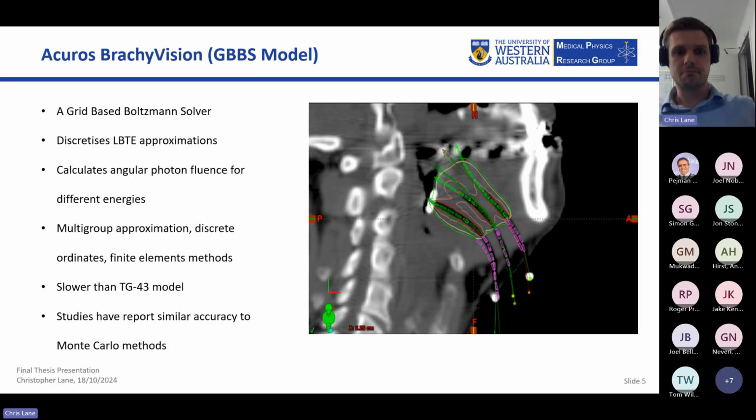The finer details of this are quite complex and lie outside of the scope of this talk and my thesis. While it is slower than the TG43 model, it has been demonstrated to have a similar accuracy to a Monte Carlo method, because it is able to account for scatter effects in more complex scenarios.